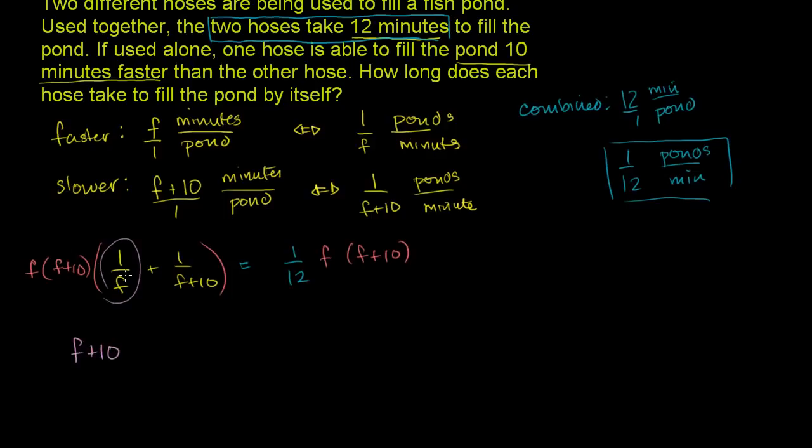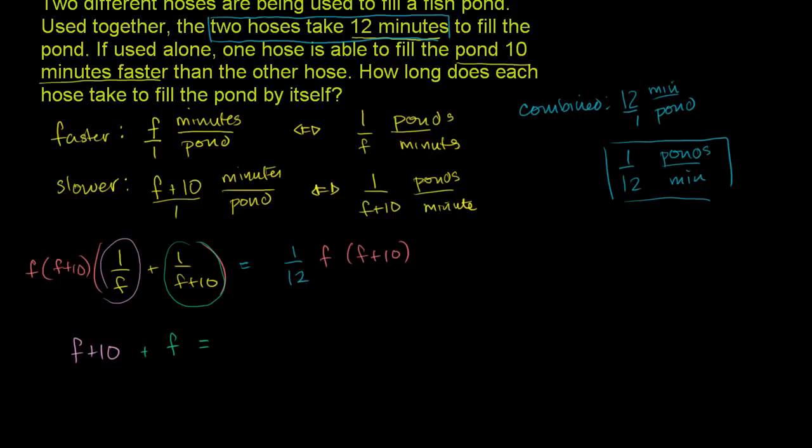That's when you multiply that term times f times f plus 10. Now, when you multiply 1 over f plus 10 times f plus 10, this and this will cancel out, and you're just left with an f. So you have plus f is equal to, and you have over 12. Actually, in a second, let me multiply all sides of this equation by 12. I'll do that next.